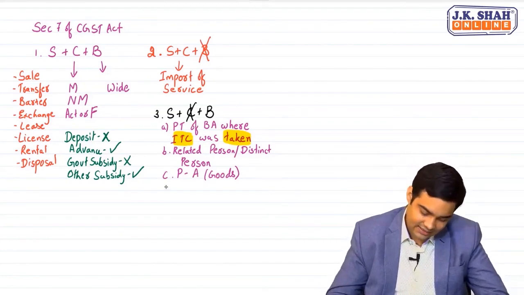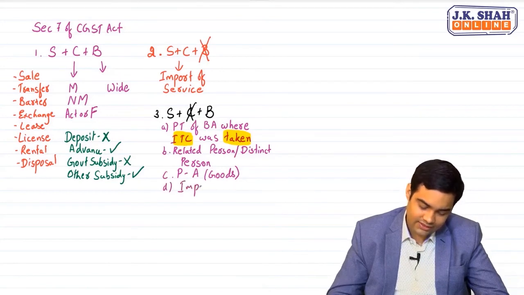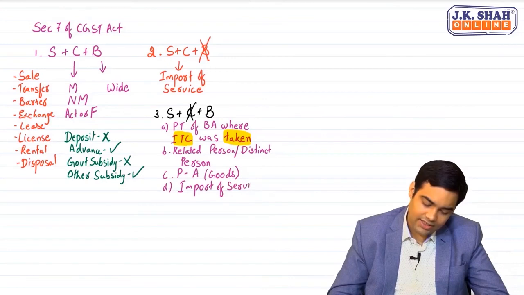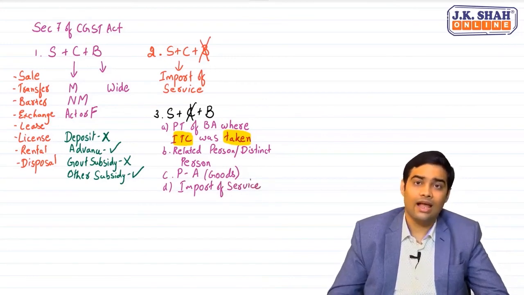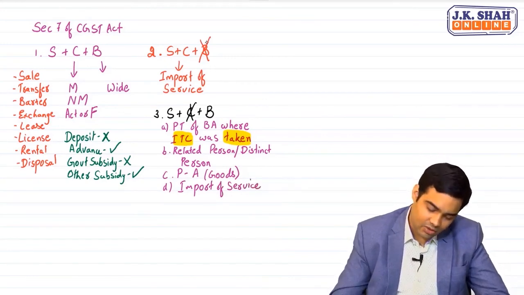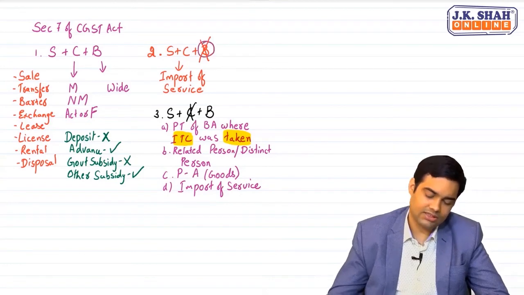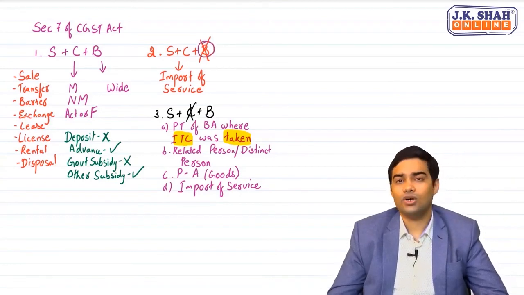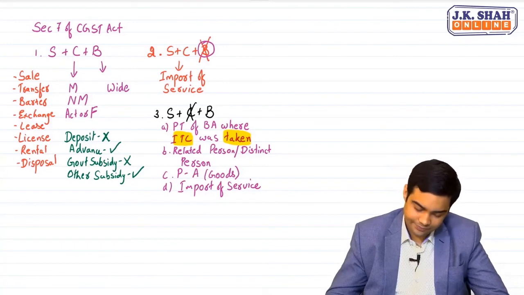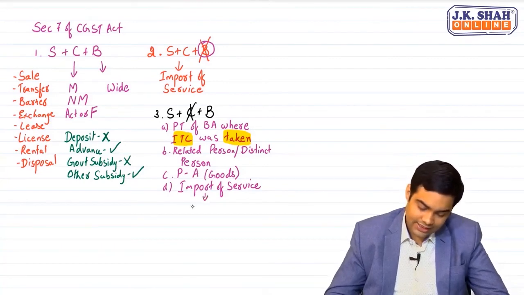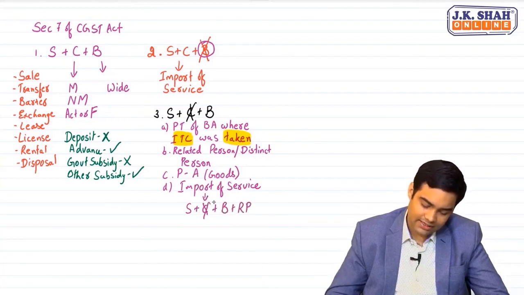And the last part of this is import of service if it is without consideration. See, we are talking about a case without consideration. Above that, we had seen without in the course or furtherance of business. If it is import of service, then GST would be applicable without consideration when it is in the course of business plus from a related person.